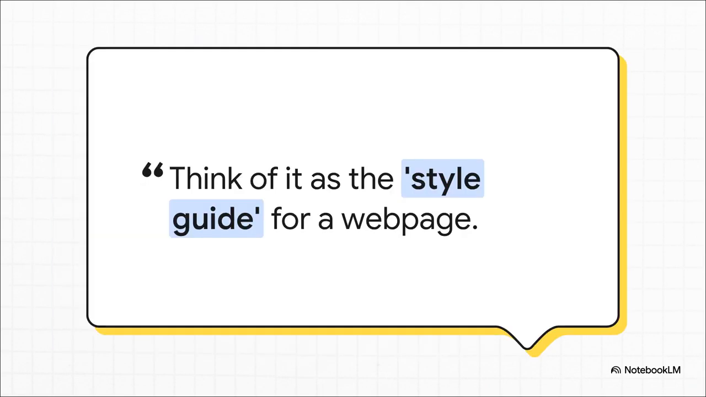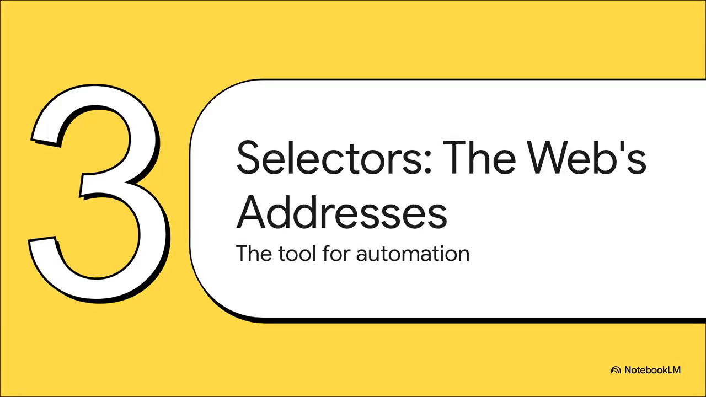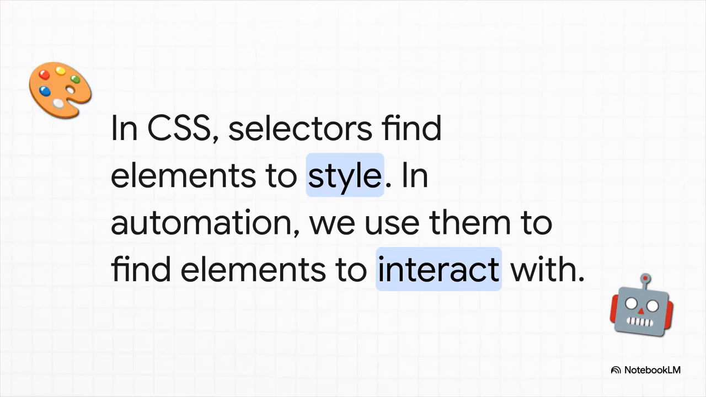And this is the perfect way to think about it. If HTML is the blueprint of a house, the walls, the doors, the windows, then CSS is the interior designer. It's the one picking the paint colors, arranging the furniture, and setting the whole vibe. It is literally the web page's style guide. And hidden inside that style guide is the exact tool that we need to make our automation not just possible, but reliable.